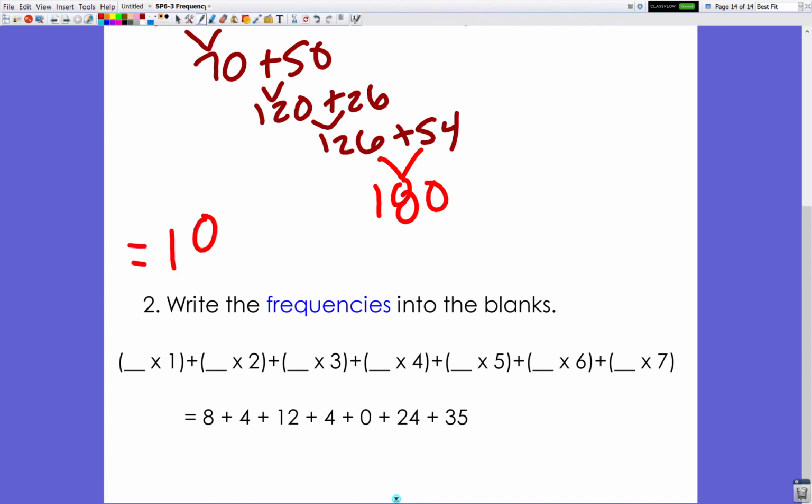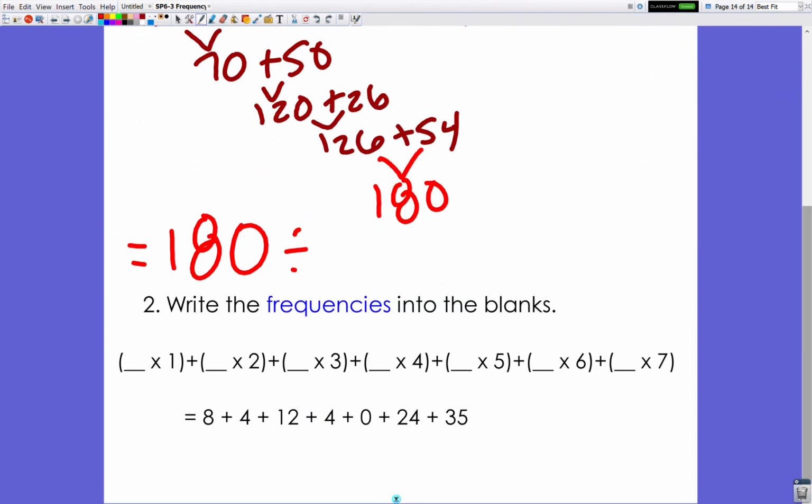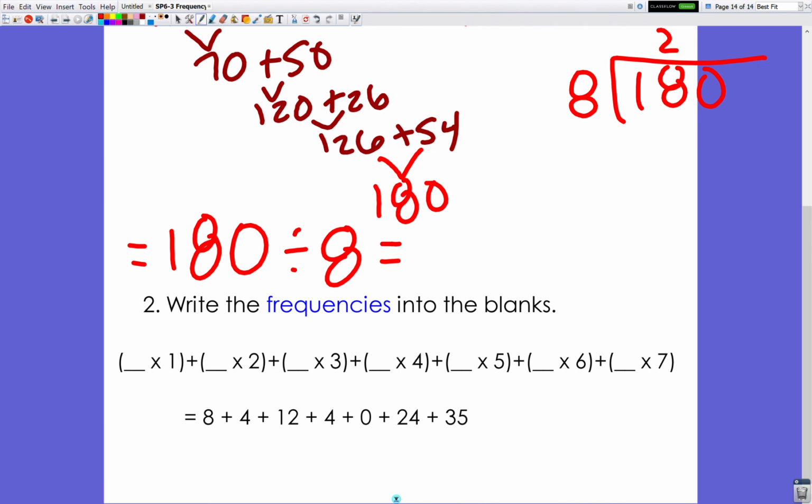Now we'll take our total 180 and divide it by the number of data points. We're going to scroll up and count. 1, 2, 3, 4, 5, 6, 7, 8. So we'll divide that by 8. Now I can't do what I did earlier because 18 divided by 8 won't work. So I'm going to need to put 180 inside the box and 8 outside the box. 8 will go in 18 twice, which is 16. 18 minus 16 is 2. Bring down my 0. 8 will go into 20, again 2 times, which is 16. Which gives me 20 minus 16, which is 4.